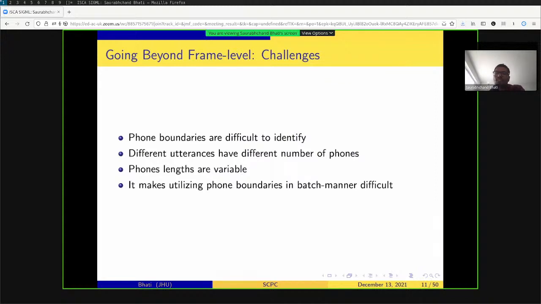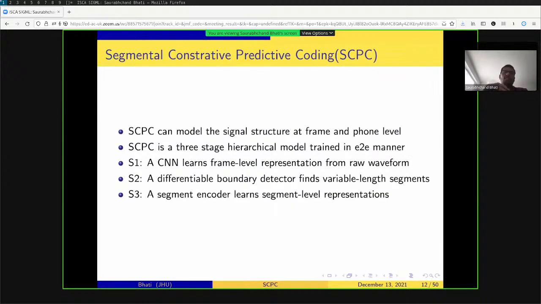Within a batch, the model expects the data points to have similar lengths. So it makes the process of making batches from these utterances difficult, because they can have different numbers of segments. And not just that, each segment can have different length. And these two are the main challenges that are stopping us from including the phone segmentation, or the phone information, in the learning process. And we propose SCPC, which can model the speech structure at frame level and phone level simultaneously.